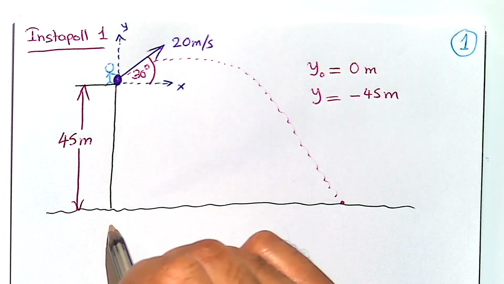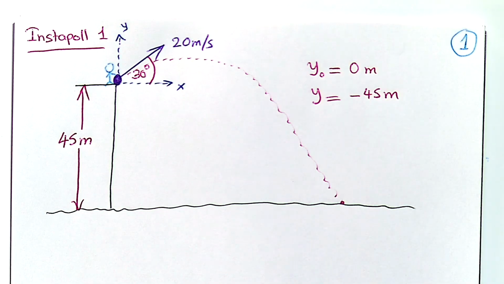Now, if you put the coordinate system down here, these numbers would be different, right? Your initial would be positive 45 meters. Your final would be 0 meters, right? And again, that doesn't change the physics. The numbers themselves are different, but the end result will be the same. So how long it takes for the stone to reach the ground is the same number regardless of where you decide to put your coordinate system.